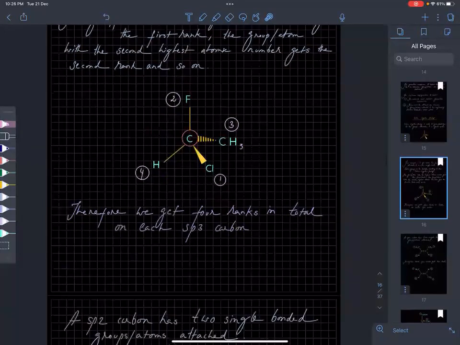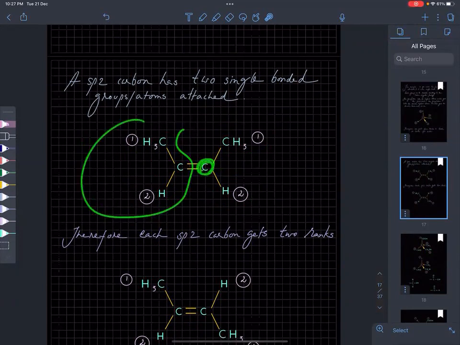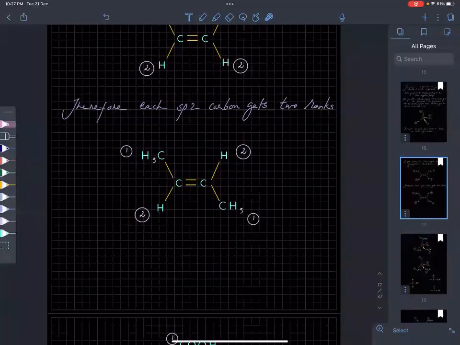For example, on sp2 carbon, only 2 groups are attached, so there will be only 2 ranks. One is CH3 first rank, one is hydrogen second rank. Here CH3 first rank and hydrogen second rank. Clear? You don't consider the double bonded group. So forget this. This group for this carbon is ignored. So only 1 group and 2 group, single bonded. Here this is first rank, this is second rank for this carbon. For this carbon, this is first rank and this is second rank. Clear?